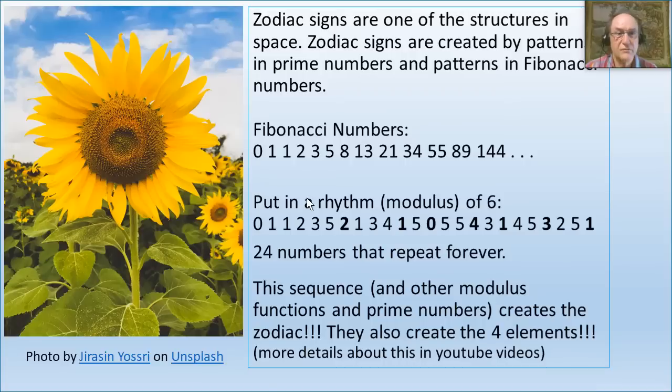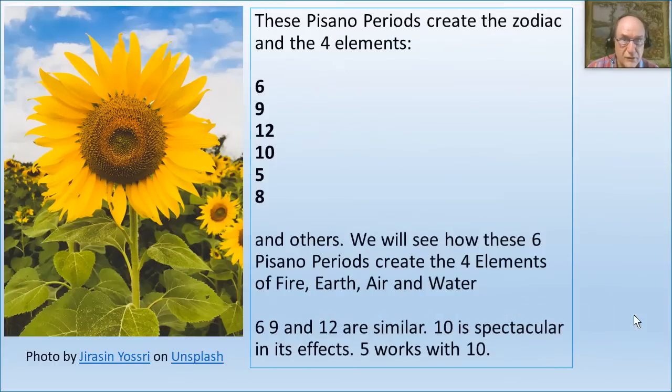Okay, you're learning some fancy mathematical language. You now know what Pisano period 6 is. It's Fibonacci numbers in modulus 6. You got it? Let that sink in. And this is a good stopping point for our first in this sequence. And in the next video in this sequence, I'm going to jump right into the Pisano periods.